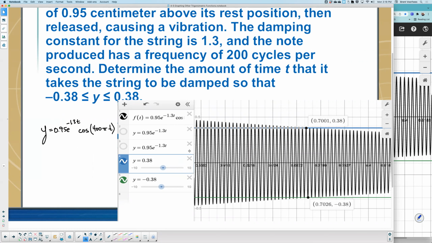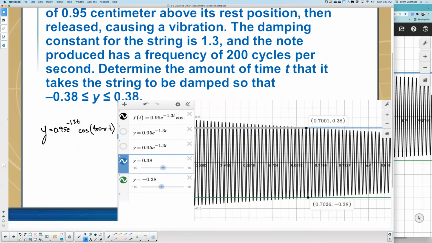And it looks like, to get between those, did I not even type that in right? Oh, that's the x. I'm sorry, but here's the y. To be in between those two values, the amount of time that it takes is approximately 0.7 of a second, because we're in units here as a second.